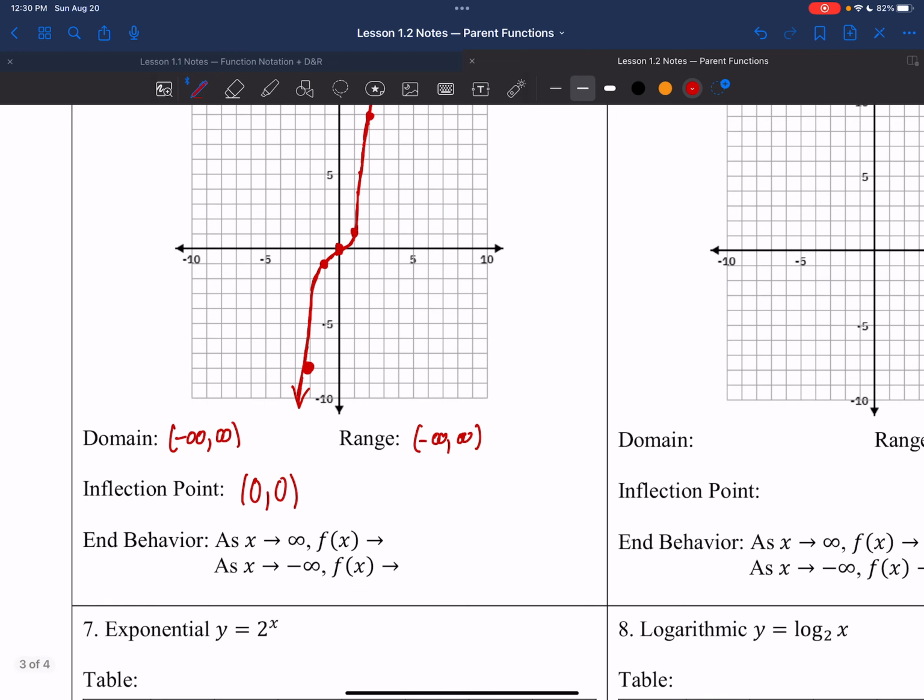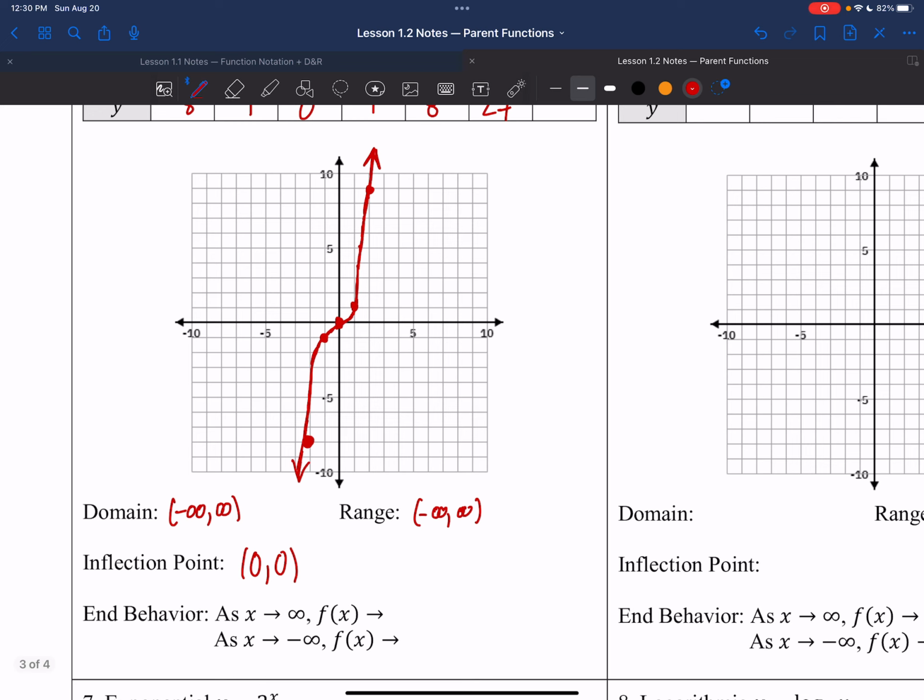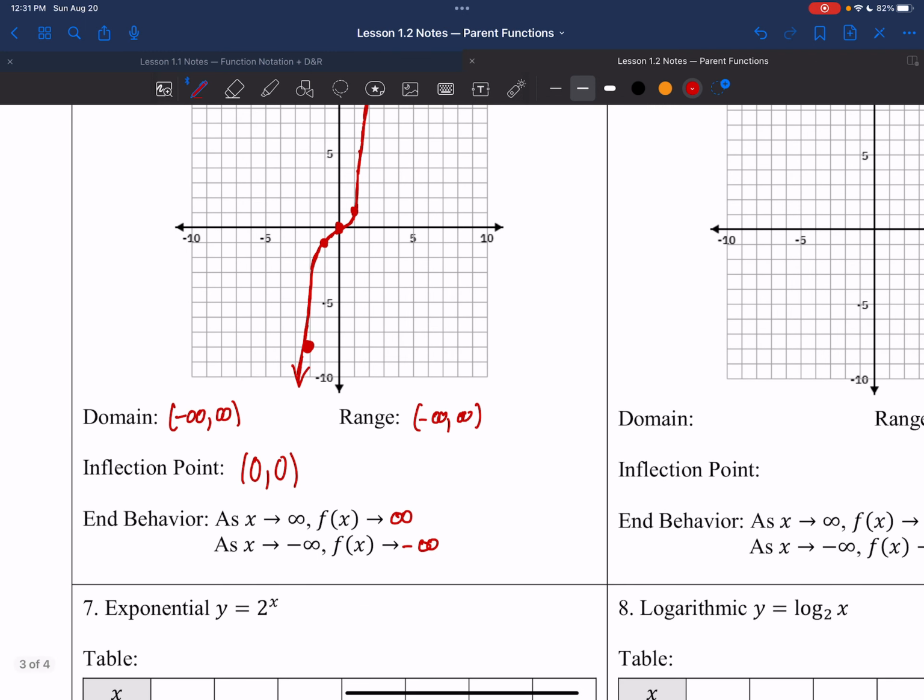And now end behavior. As x goes to +infinity, as I go to the right, the function goes up. So that's +infinity. As it goes to the left, the function goes down forever. That's -infinity. So it looks like that. Okay? Because this is the left and right ends. Okay, let's try the next one.